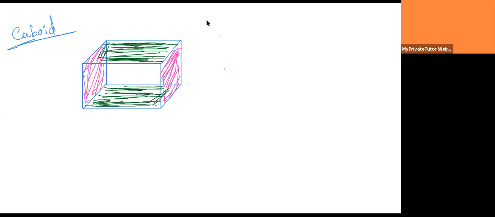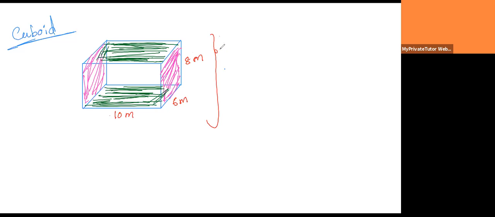Why am I doing this? Let's say the length of this is 10 meters, and can we say this is 6 meters? I mean the width of this, and the height of the prism, can we say 8 meters? If you don't know the formula, it doesn't matter. So how do we find the surface area?